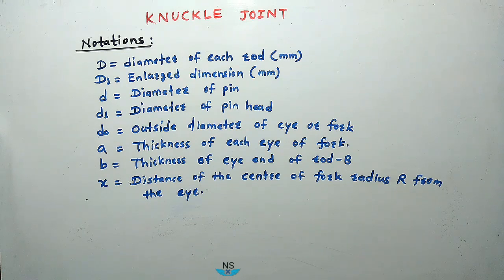Now what are the assumptions in the design of the knuckle joint? So the assumptions are: first, there is only axial tensile force, that is, the rods are subjected to only axial tensile force. Second, the effect of stress concentration due to holes is neglected, and third, the force is uniformly distributed in various parts. So these are the notations and assumptions in the knuckle joint.